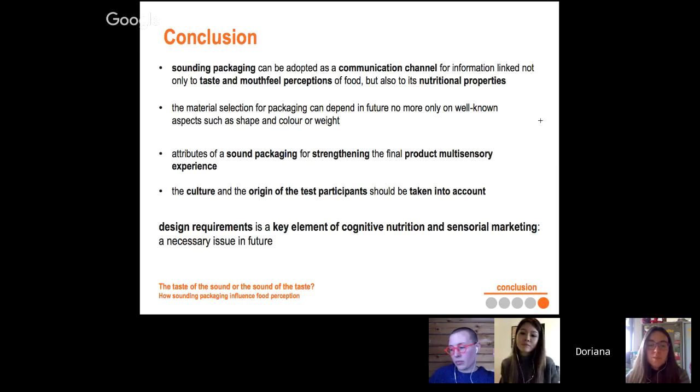And so for these reasons, we can recommend new continuous relations between three disciplines, design, cognitive nutrition, and sensory marketing.